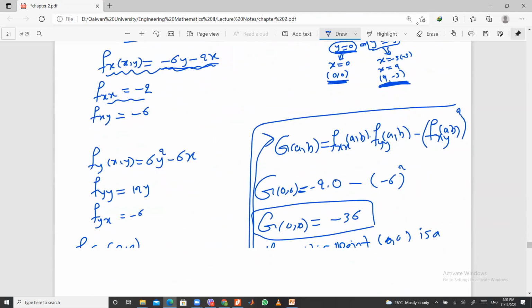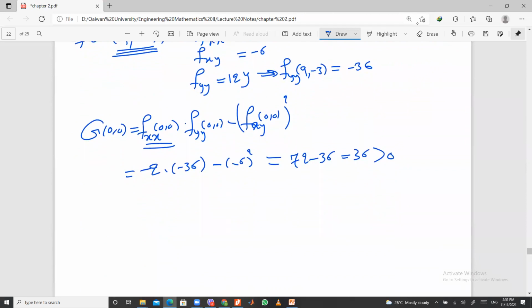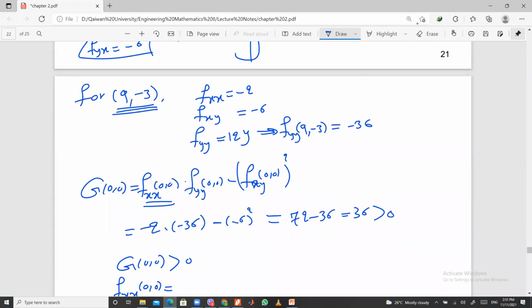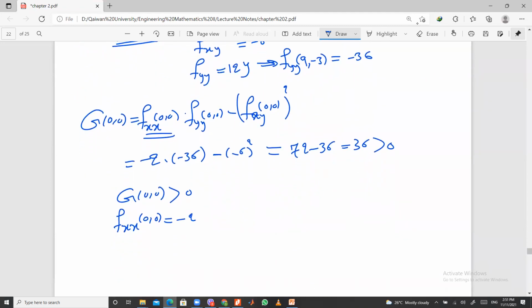That means here we have g greater than zero. That means g of (0, 0) is greater than zero. How about f sub xx at (0, 0)? What's the function f sub xx? It's minus two. It's always negative, is it? It's minus two, that means it's less than zero. We said if g is greater than zero and f sub xx is less than zero, the critical point is a maximum. So the critical point at (-3, -3) is a maximum. It's a local maximum, actually.